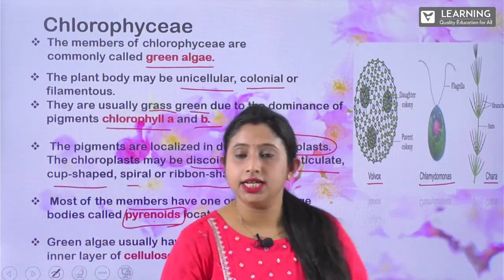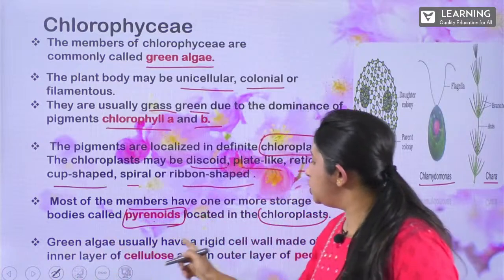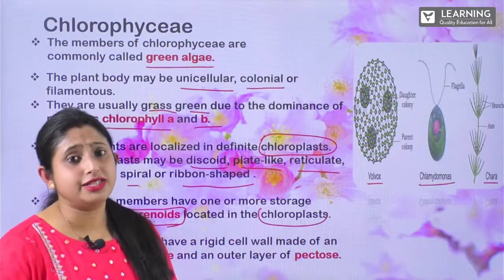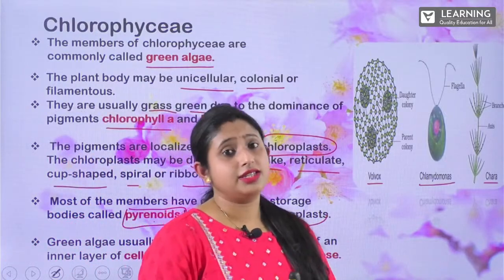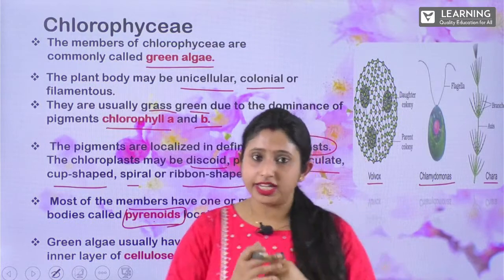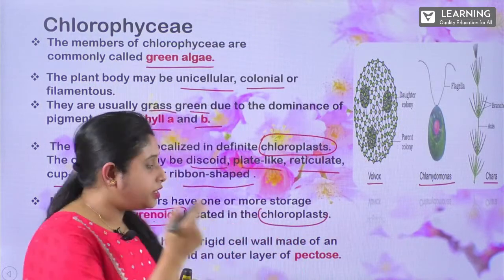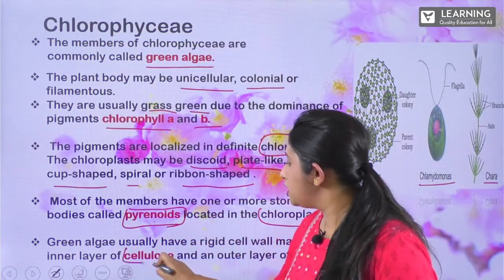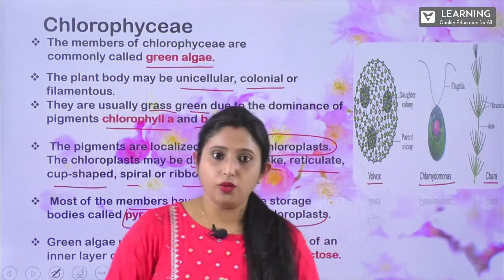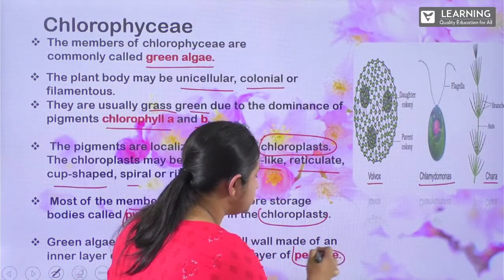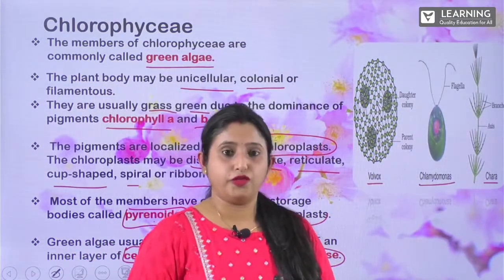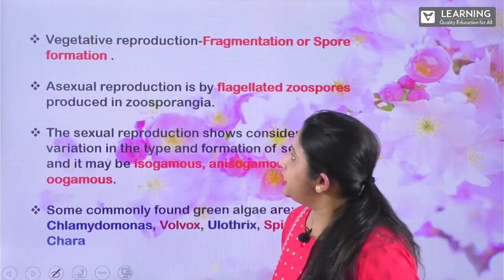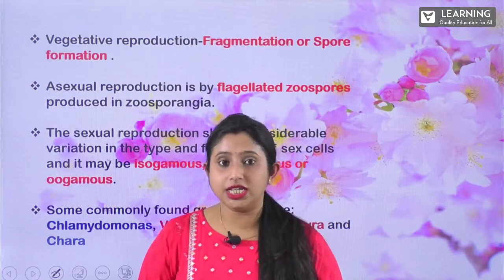The green algae usually have a rigid cell wall. The cell wall provides protection to them. It is made up of cellulose and pectose. Next, let us see how the reproduction is in case of them.